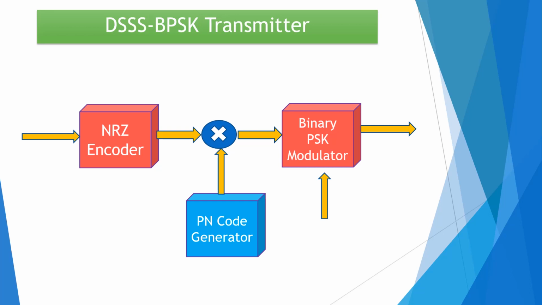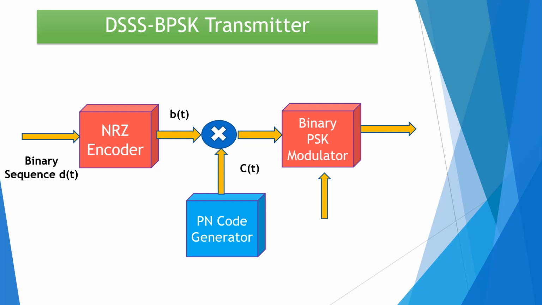Here the binary data sequence D of t is converted into an NRZ signal, that is B of t, by using the NRZ encoder. The NRZ signal B of t is then used to modulate the PN sequence C of t, generated by the PN code generator.